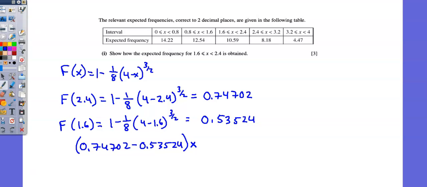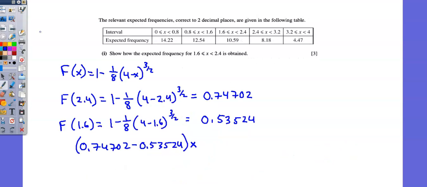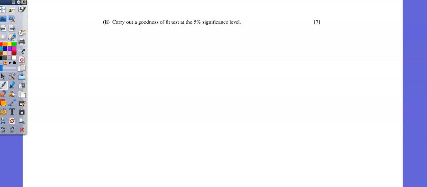So let's take a look back at our intro information. 50 observations at the top. So I'm going to multiply by 50, and my result is 10.59, which matches the expected frequency they have in the table. Continuing to requirement 2, carry out a goodness of fit test at the 5% significance level.